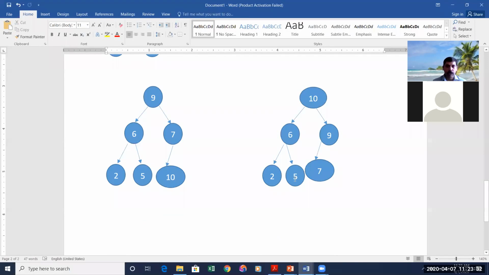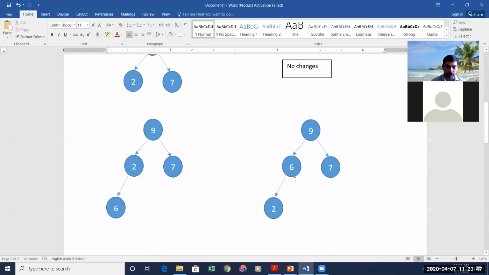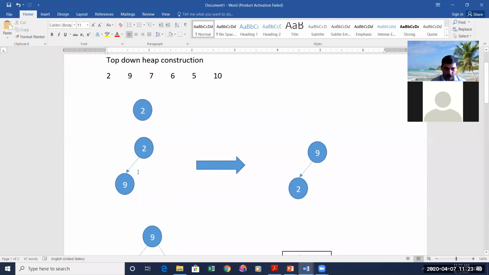Any doubts in this? So these are the two approaches. You can use any approach for heap construction. If you are using bottom-up approach, then it contains two steps: initialization and heapify. If you are using a top-down approach, then it contains only one step. That is, you have to add one by one and heapify the binary tree.